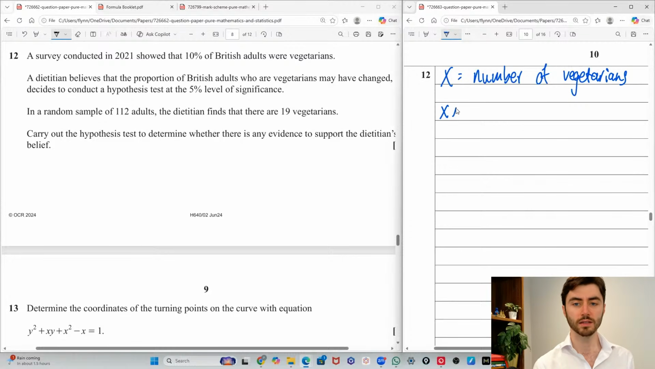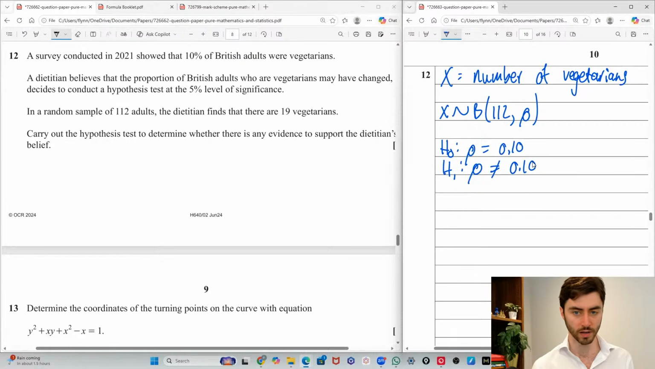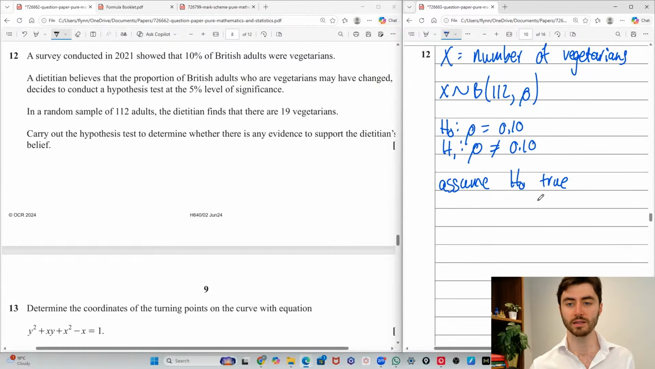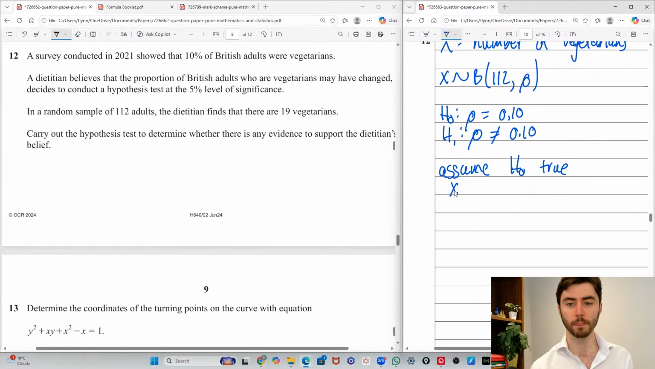I'm going to say that X is distributed binomially with 112 and a probability, where the null hypothesis is that that probability is 0.1, and the alternative hypothesis is that the probability is not 0.1. So we're going to assume H naught true and say that X is distributed binomially with 112 and 0.10.